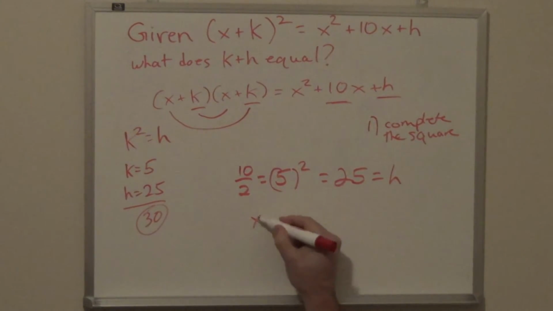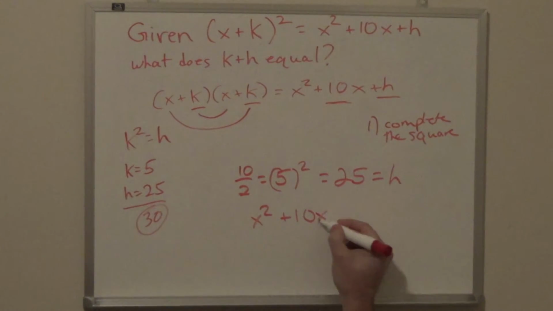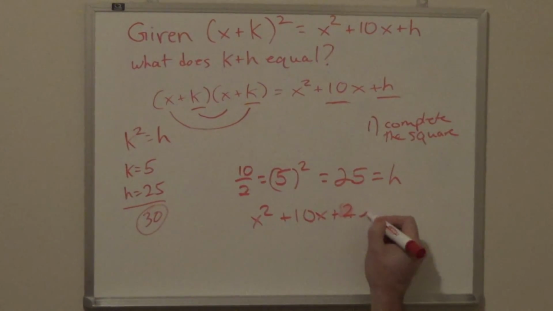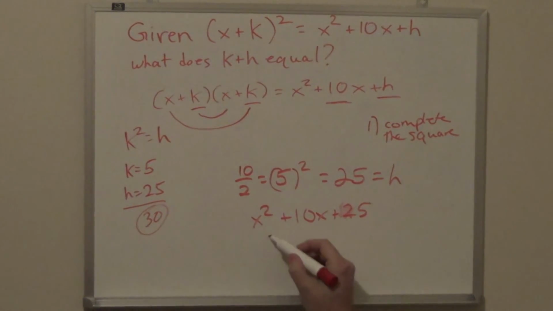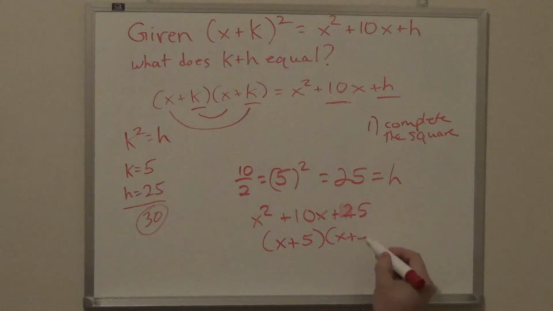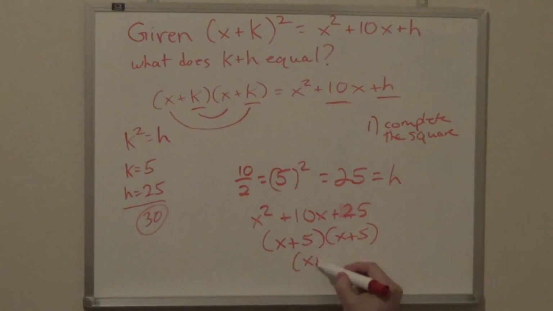So if we put that back in for h, oops, don't do that. Put the 25 there. And that, we can factor, and you can probably see that would factor to (x + 5) squared, or if you want to get a little fancier, you can write it like that.